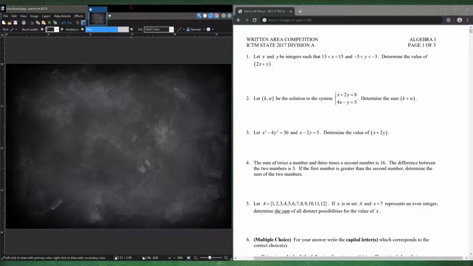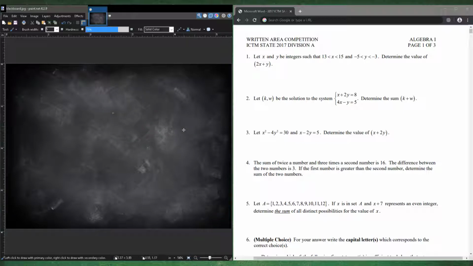Okay, number 1. Let x and y be integers such that x is between 13 and 15 and y is between -5 and -3. Determine the value of 2x plus y. Since x and y have to be integers, that means x has to be 14 and y has to be -4. So plugging into the expression, that would be 28 minus 4, which is equal to 24. That's the first question. It should be pretty simple.